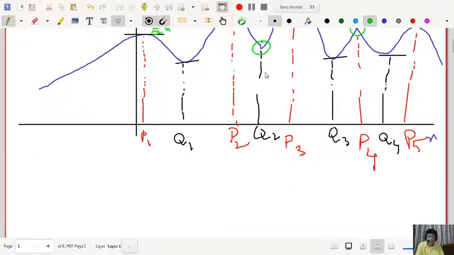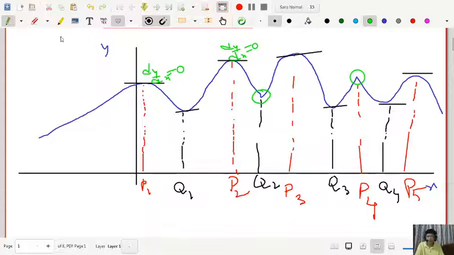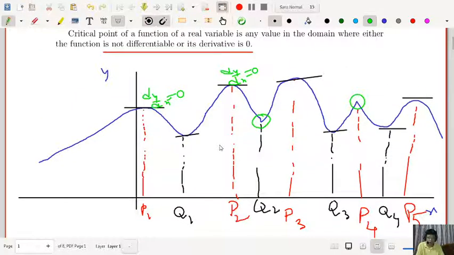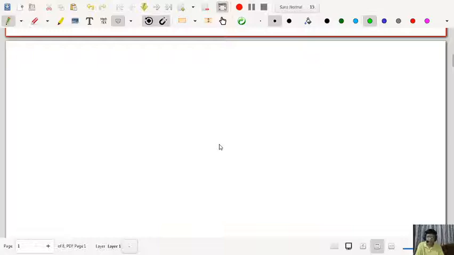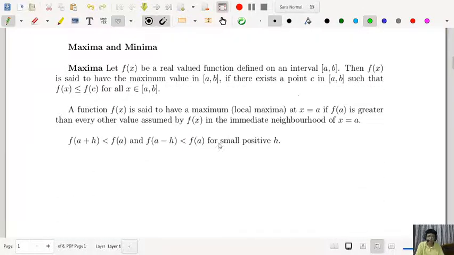Now, if you are talking about maxima minima, let me scroll down, then I will go up once again and show you. So let me now define the maxima minima.